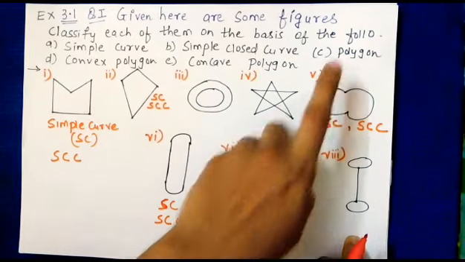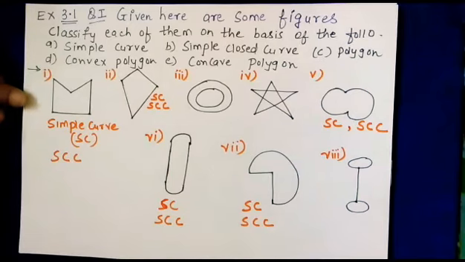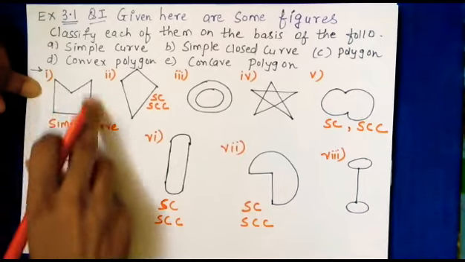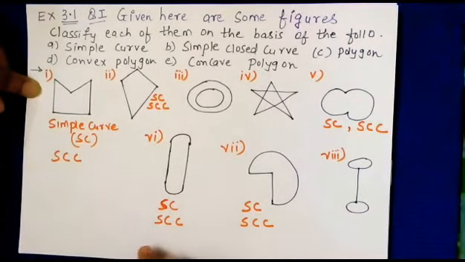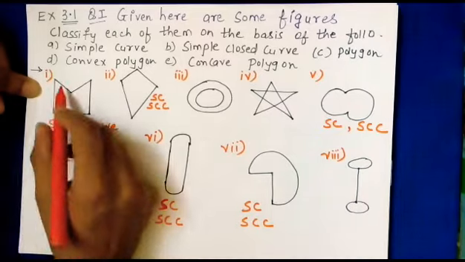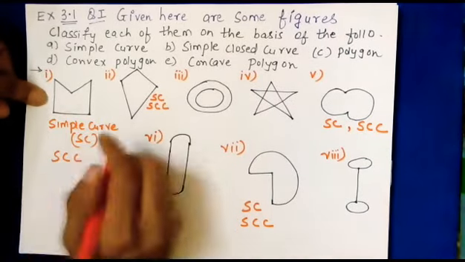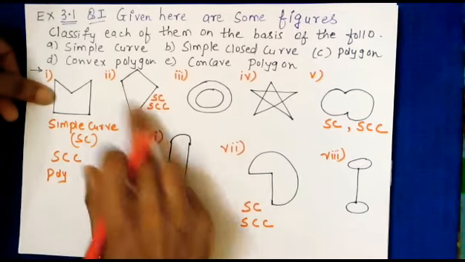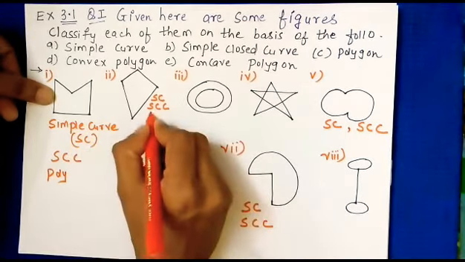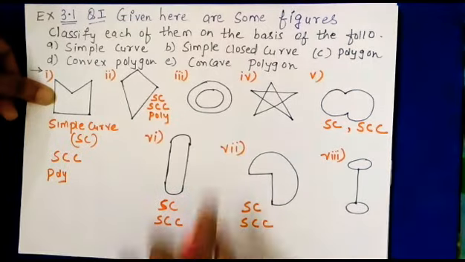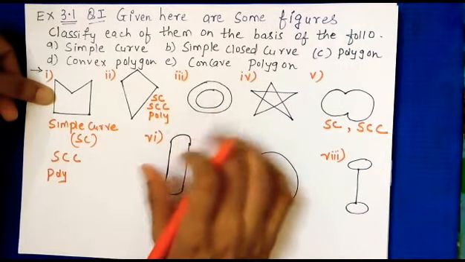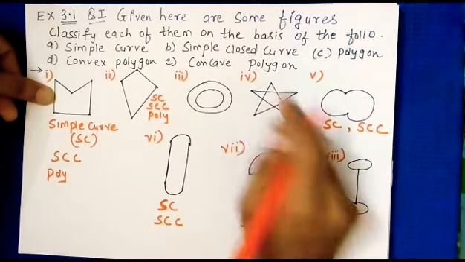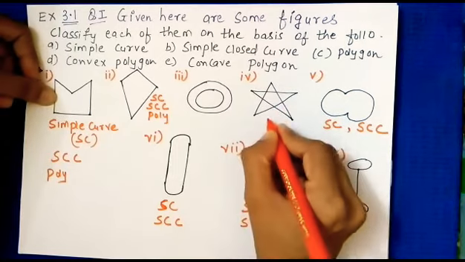Now moving ahead, C is polygon. Now we have to tell which one of these is a polygon. The first one is made up of straight line segments. I told you that a polygon should be made up of line segments. So yes, the first one is a polygon. Now the second one is also made up of straight line segments, so this is also a polygon. The third one is not made up of straight line segments, so it is not a polygon. The fourth one has straight line segments, so it can come in polygon.